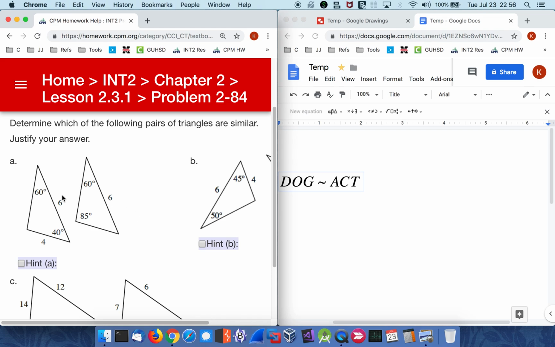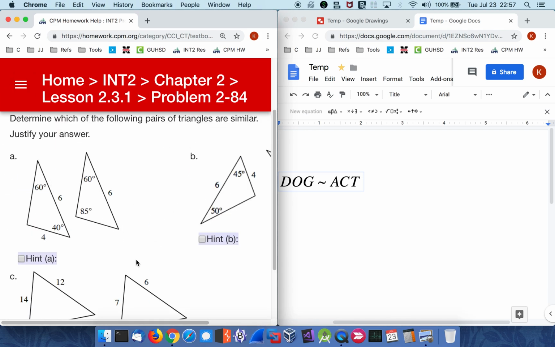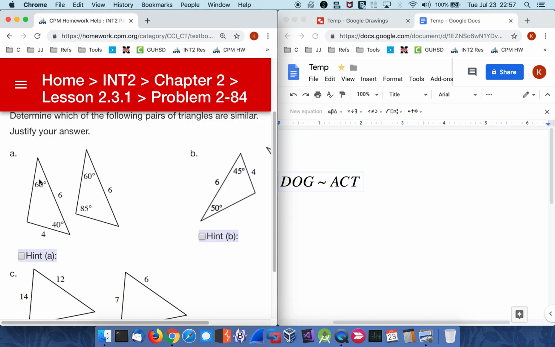Okay. So what does it mean for them to be similar? We don't really care about their side lengths to some extent if we can get all their angles. Otherwise, if we can't get their angles, so down here we don't know the angles, then their sides all have to be a constant ratio. Okay? So let's start with A.